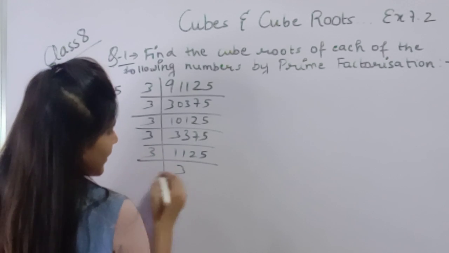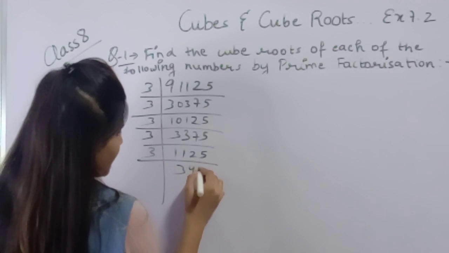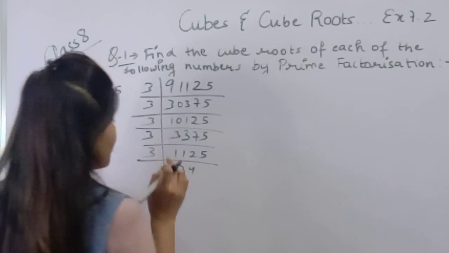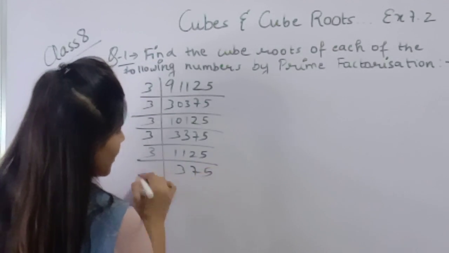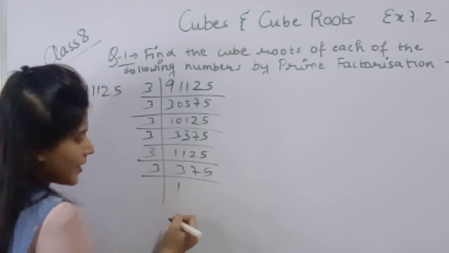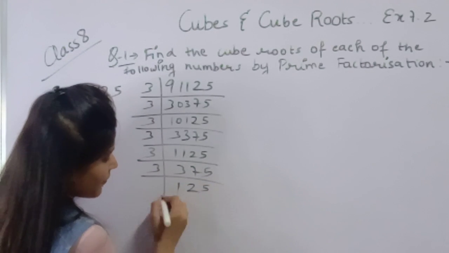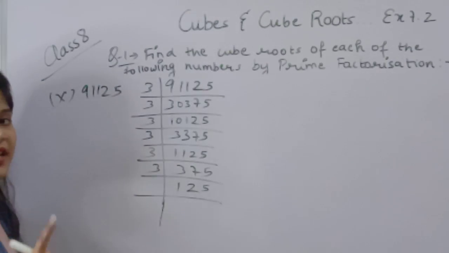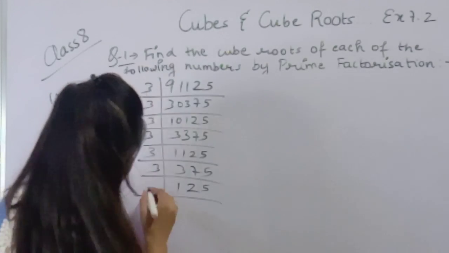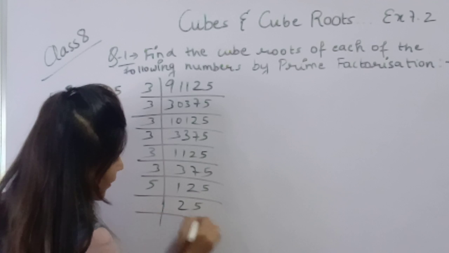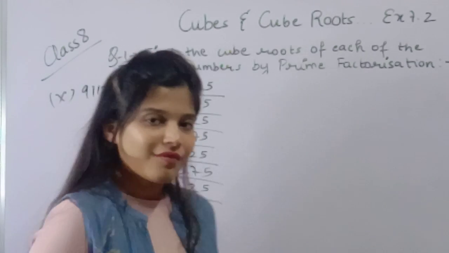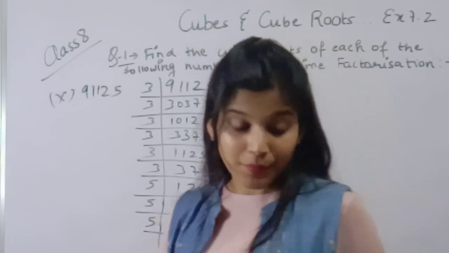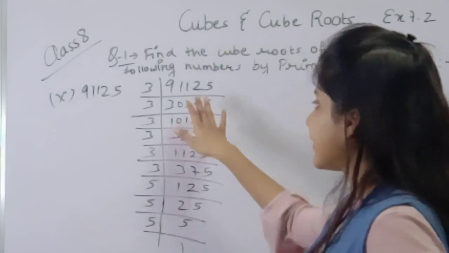Again 3 3s are 9, 3 4s are 12, 3 3s are 9, 3 7s are 21, and 3 5s are 15. 3 1s are 3, 3 2s are 6, 3 5s are 15. Now 125 is a cube of 5. So 5 25s are 125 and 5 5s are 25 and 5 1s are 5. So with this we have completed the prime factorization of this number.